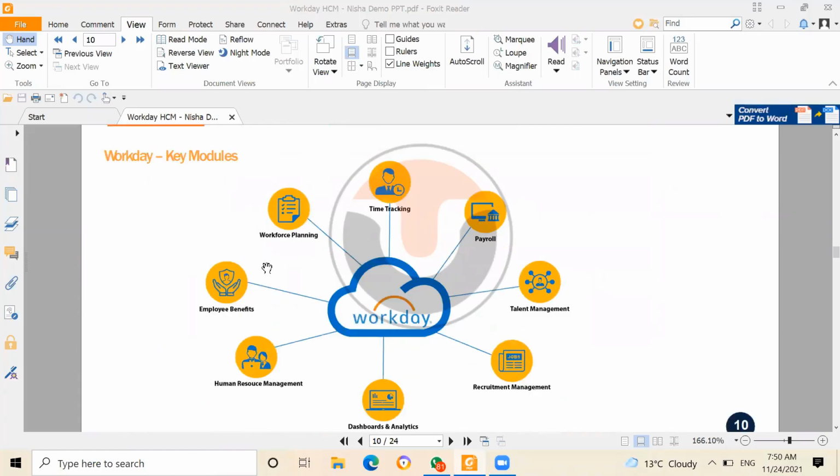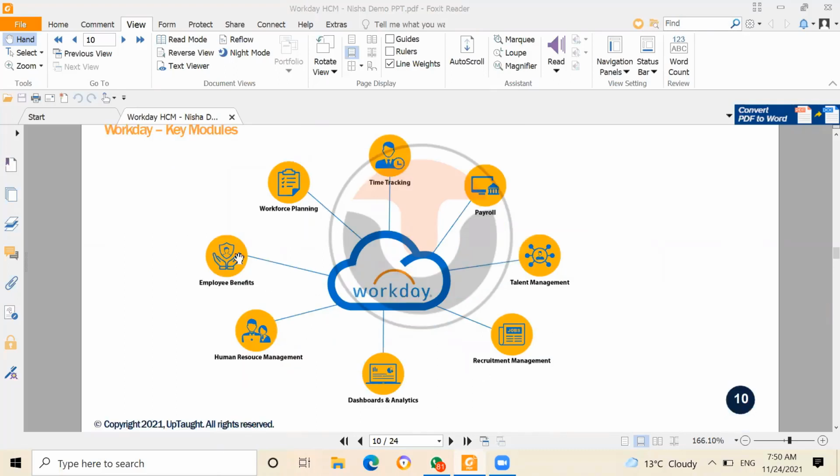Always remember, these are sub modules. The software is Workday, and your module is HCM. Workday HCM is your module. Under this module, you will learn these sub modules. How many things are we going to learn? We are going to learn HR management, employee benefits, planning, time systems, payroll, talent management, training and event management. Talent management means training and events, so that your clients' employees will be more efficient to work.